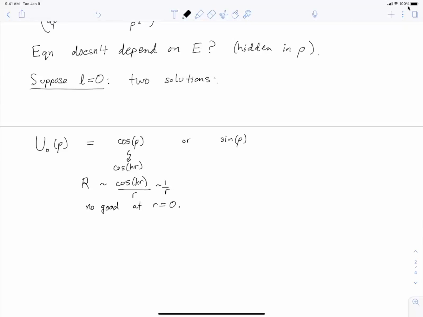Okay, on the other hand, sine of rho is sine of kr. And so the radial coordinate in that case is sine of kr over r, which is proportional to k, a constant, as r goes to 0. Okay, and so this is okay at r equals 0.